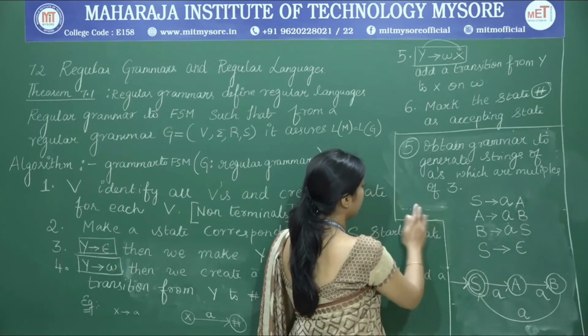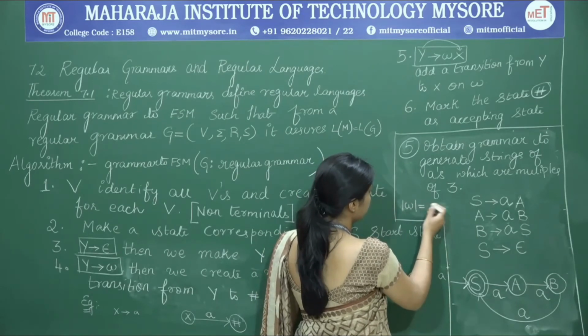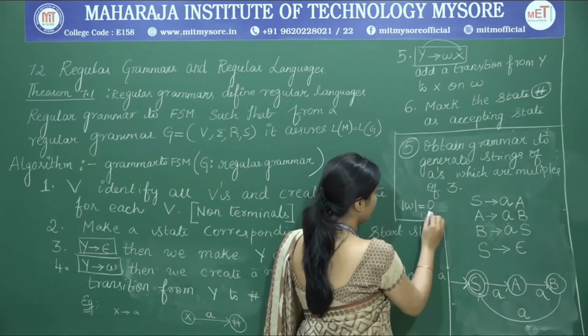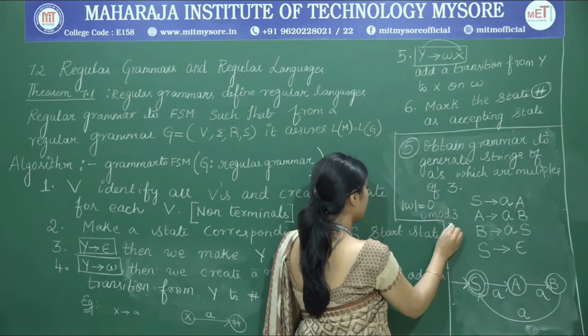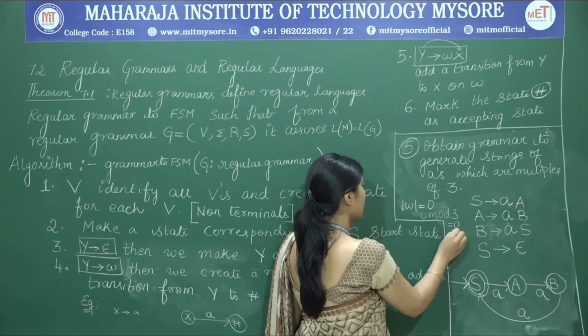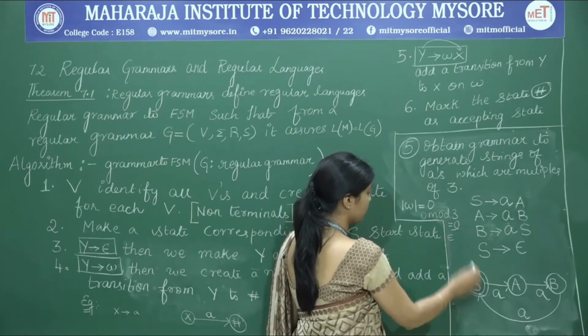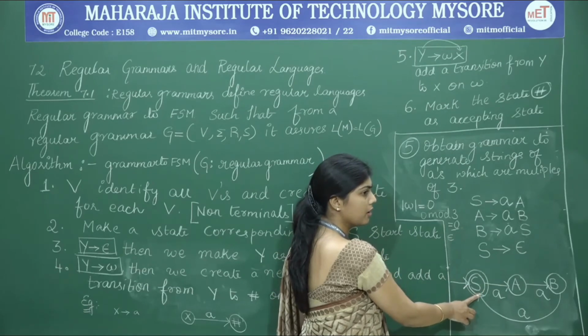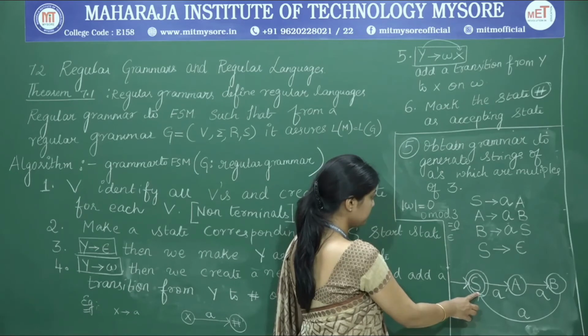So, what if the length of the string is equal to 0? How much is 0 mod 3? 0 mod 3 is equal to 0. Therefore, we are interested in epsilon also. So, epsilon also will be taken up or accepted here at S.